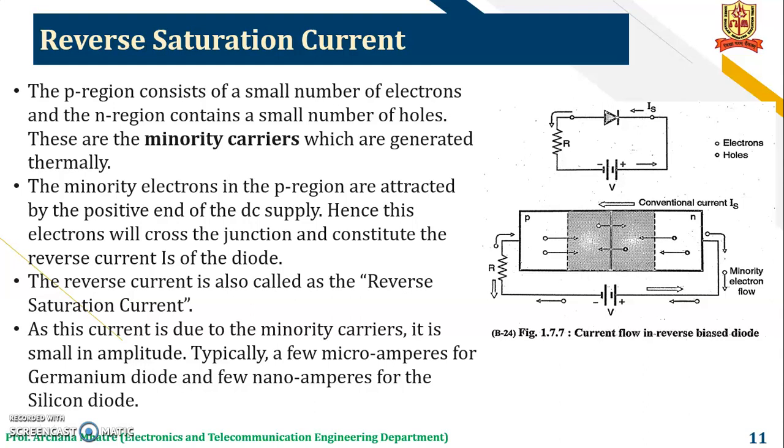As this current is due to minority carriers, it is small in amplitude, typically a few microampere for a germanium diode and a few nanoampere for a silicon diode.